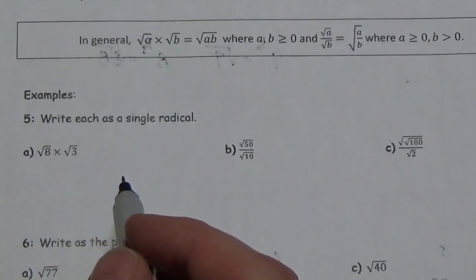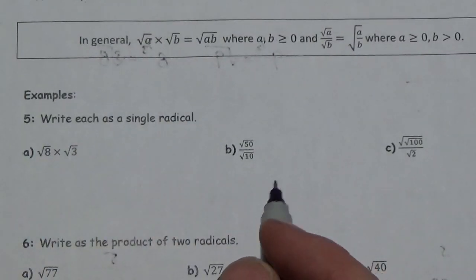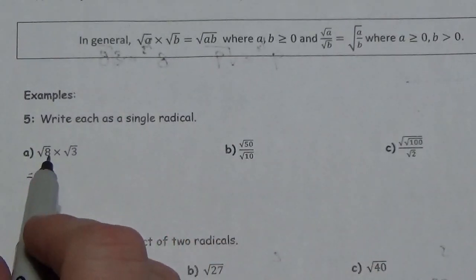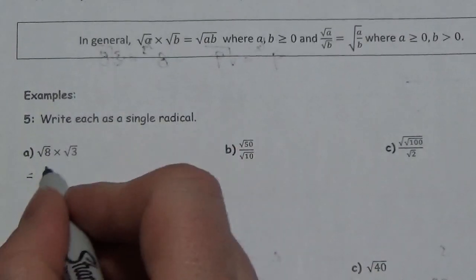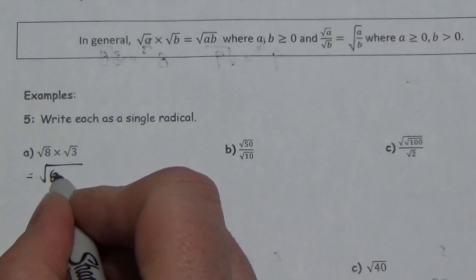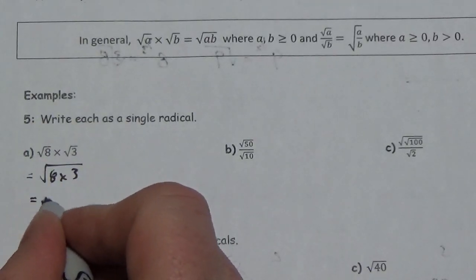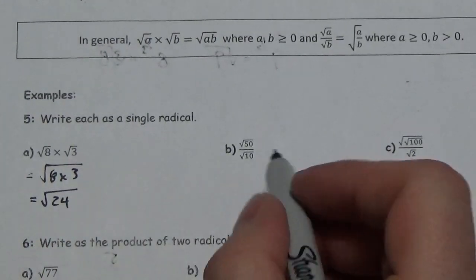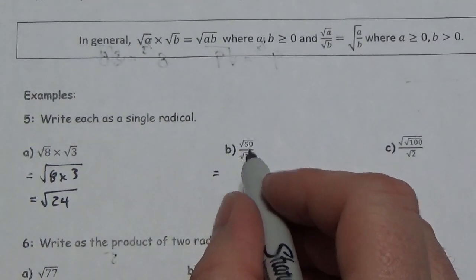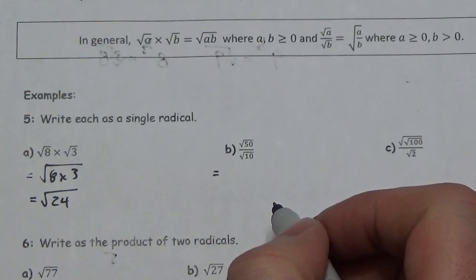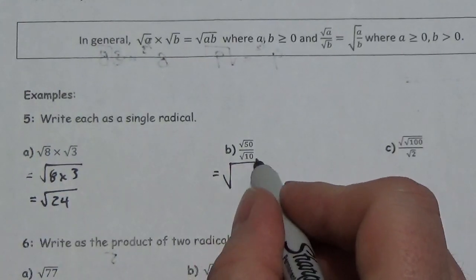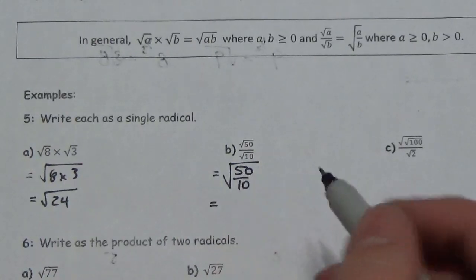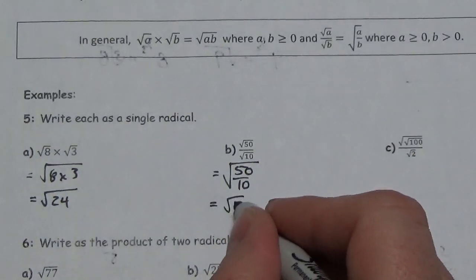Okay, so our question right now is asking us to write each as a single radical. Based on the rule that we've just learned here, this should be relatively straightforward. Root 8 times root 3 should be the same as root 8 times 3, and I know that 8 times 3 is 24. Root 50 divided by root 10 is going to be root 50 divided by 10, and I know that 50 divided by 10 is just 5, so root 5.